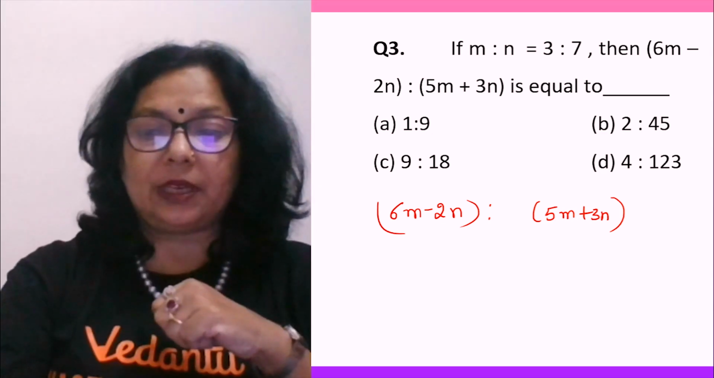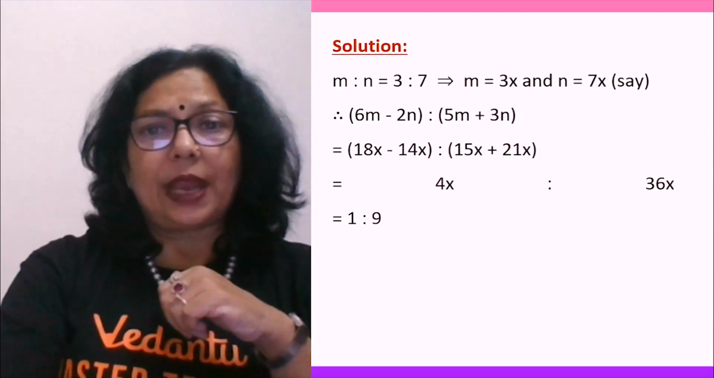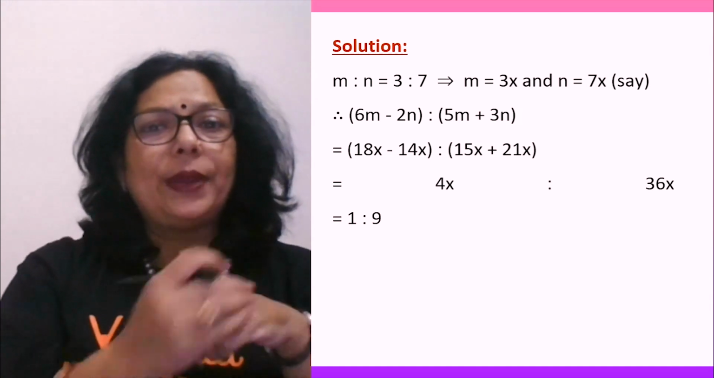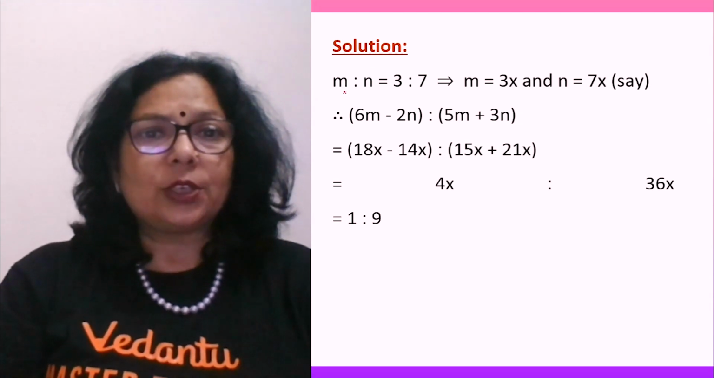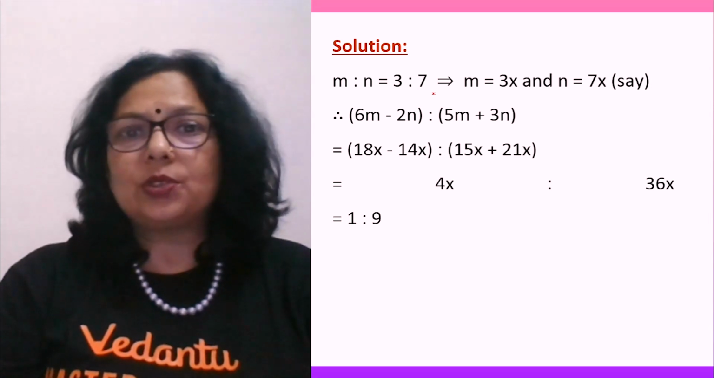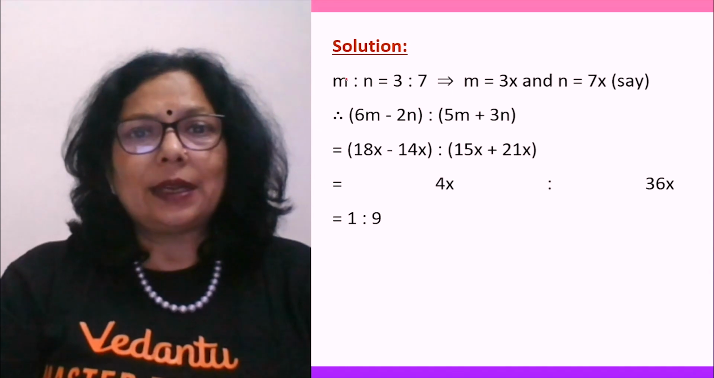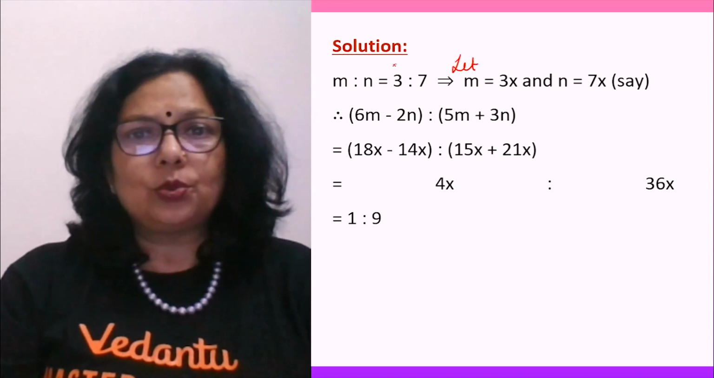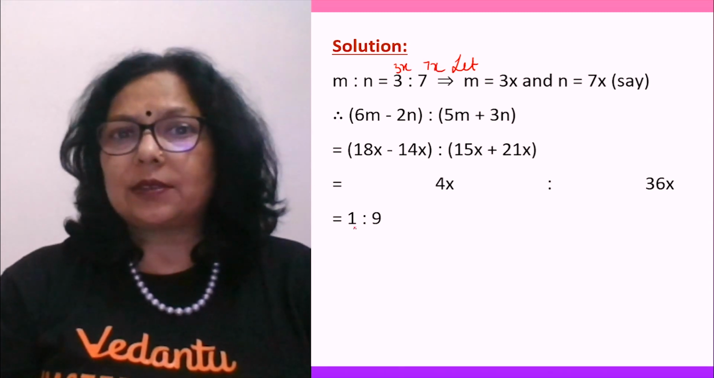We have never done such a question. Look at this now. Answer is 1 is to 9. How? You will find it very simple. You first write down what is given. Ratio of m is to n is 3 is to 7. Whenever ratio is given, we suppose that let m is equal to 3x and n is equal to 7x, right?